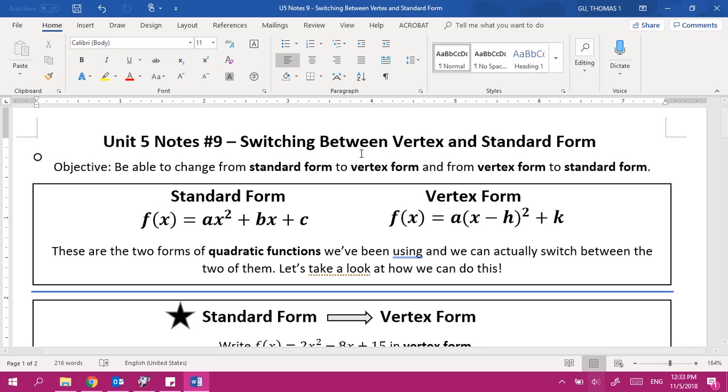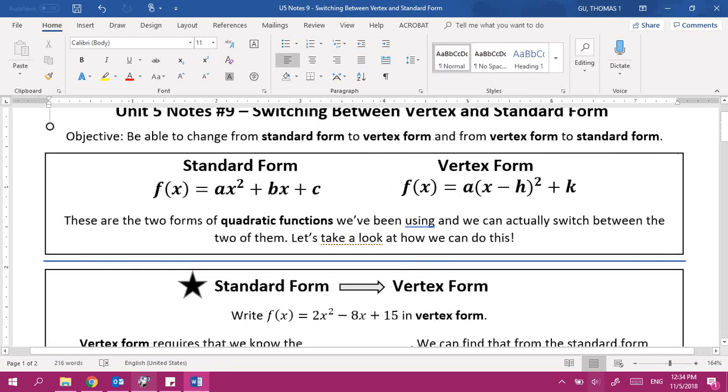That's me, and this is the last notes for this unit, and it's about switching between vertex and standard form. Okay, so we've been working with two forms, standard form right there, f of x equals ax squared plus bx plus c, and we've been working with vertex form, f of x equals a times x minus h squared plus k. Okay, so we can actually go between both of these forms. We'll go from one to the other, and vice versa.